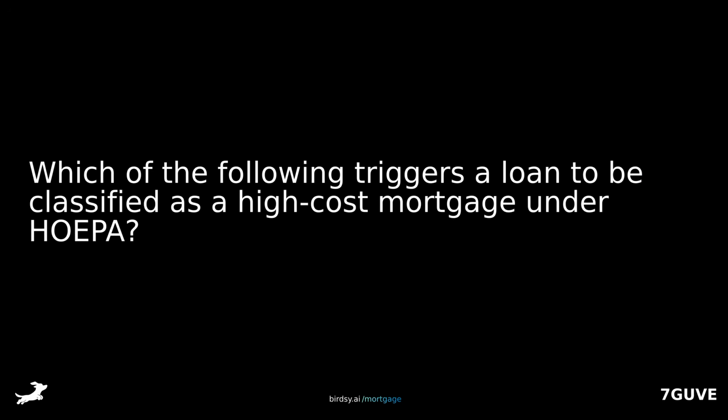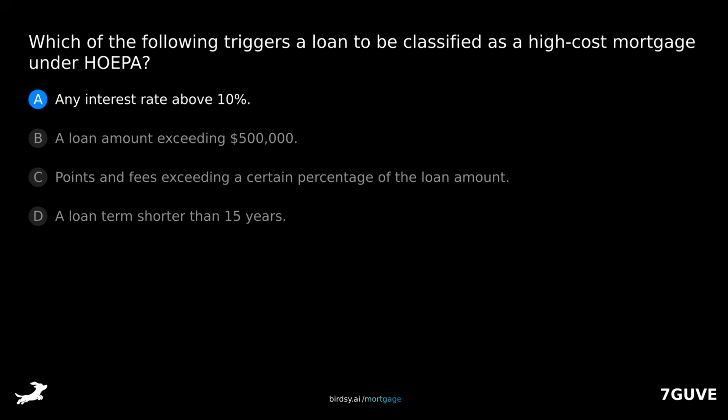Which of the following triggers a loan to be classified as a high-cost mortgage under HOEPA? Is it A, any interest rate above 10%? B, a loan amount exceeding $500,000? C, points and fees exceeding a certain percentage of the loan amount? Or D, a loan term shorter than 15 years?